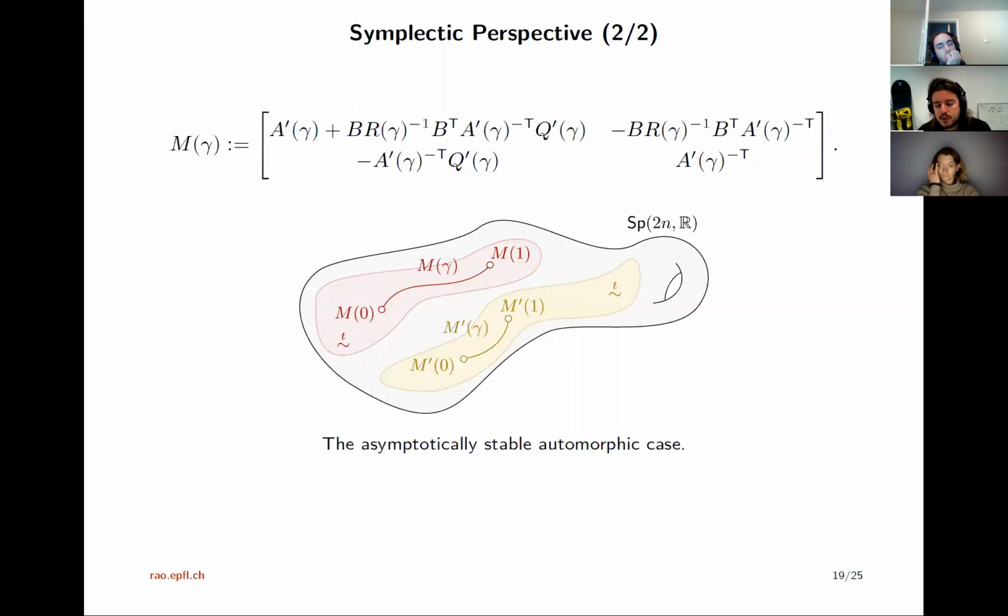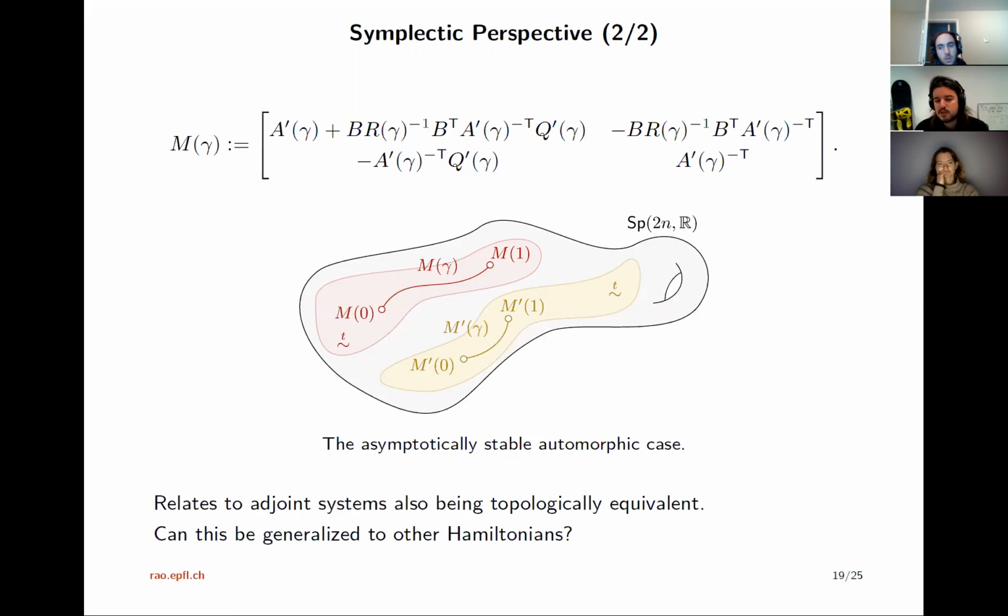So visually, by changing this gamma you have continuous curves in the symplectic group, and the closed loop systems they generate will be topologically equivalent. So this is the same result. It's sort of a corollary to the previous result, but from a different point of view. And this result might allow generalization to more involved problems, to different Hamiltonians, because in some sense this relates to these Hamiltonians being homotopy equivalent using this gamma. So this could perhaps be generalized.